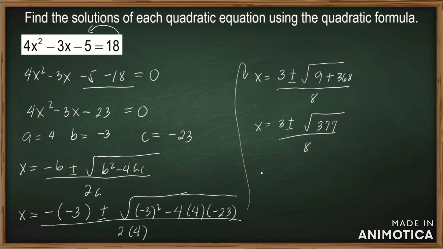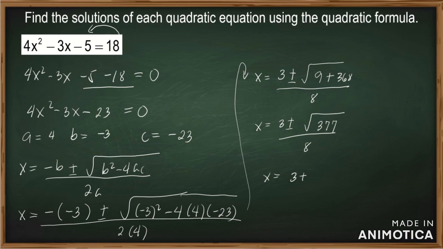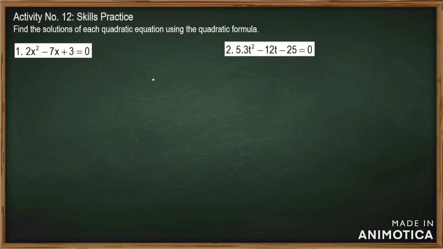Okay. So we have here x now is equal to 3 plus minus the square root of 377 over 8. Then we have x, the second value of x is 3 minus the square root of 377 over 8. So that's it. For your practice, kindly answer these two items.